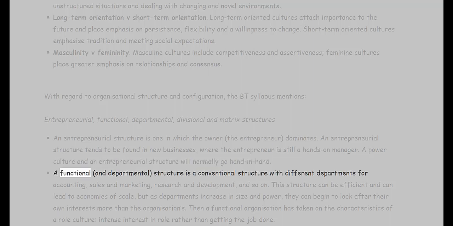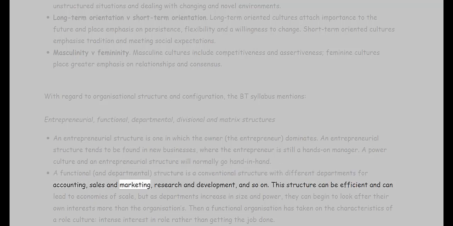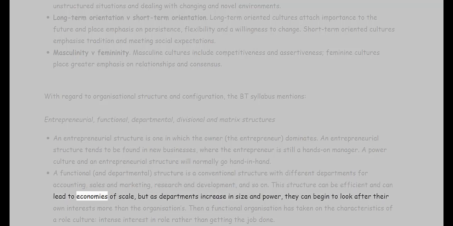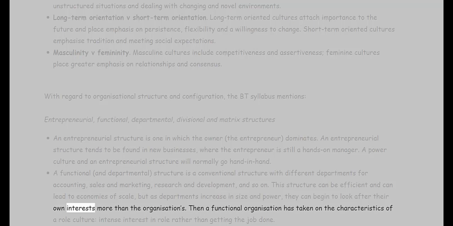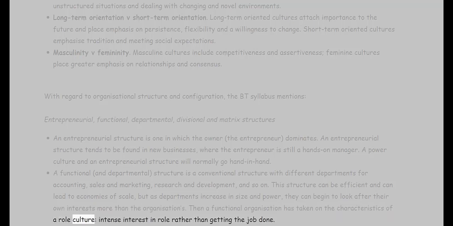A functional and departmental structure is a conventional structure with different departments for accounting, sales and marketing, research and development, and so on. This structure can be efficient and can lead to economies of scale, but as departments increase in size and power, they can begin to look after their own interests more than the organization's. Then a functional organization has taken on the characteristics of a role culture, with intense interest in role rather than getting the job done.